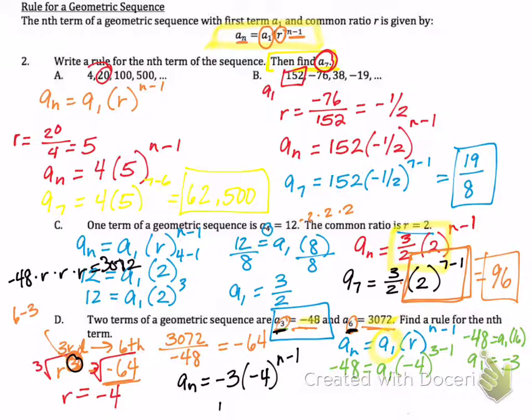Yeah. Okay. So why couldn't you do like 3072 divided by negative 48 divided by 3? Because it's not the same as multiplying it by 3. It's like raising it to the third power. And then if I wanted to find a of 7, then I would just plug in 7. But I'm confident that you can do that.